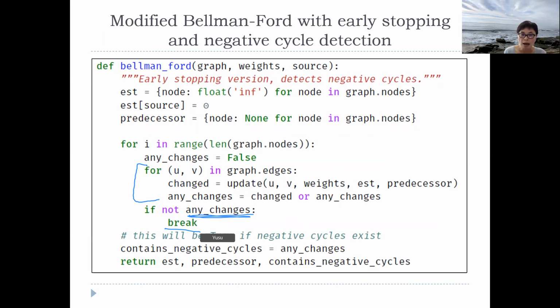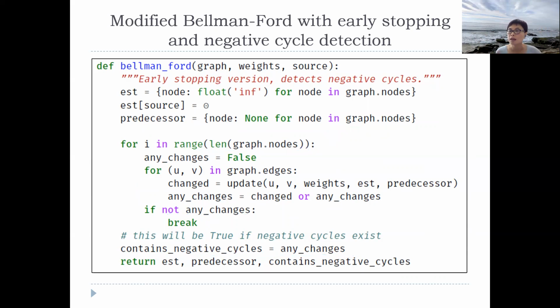Otherwise, if after v iterations we still didn't return from here, that means there must be a negative cycle. Then we simply return that it contains a negative cycle. Or you can also print a message saying that the input graph has a negative cycle error, because the shortest path is not well defined in this case.